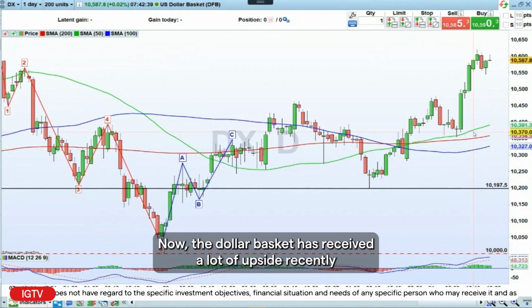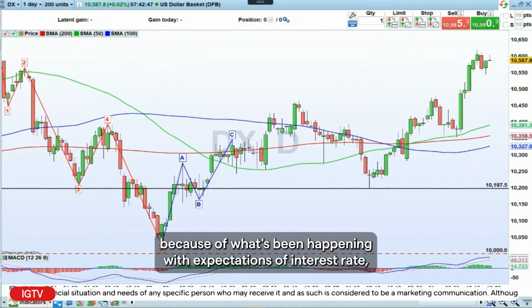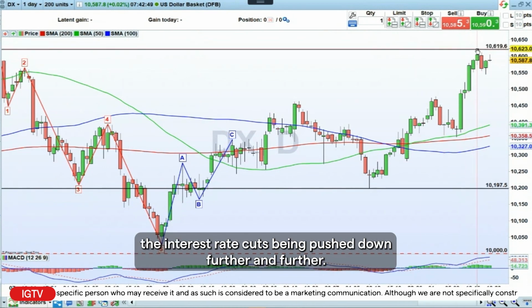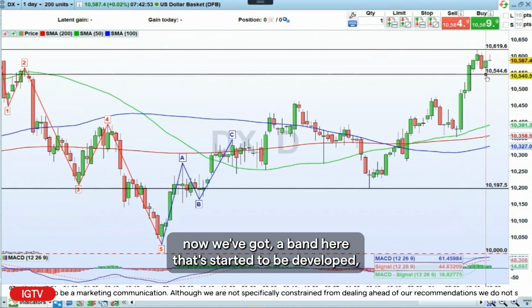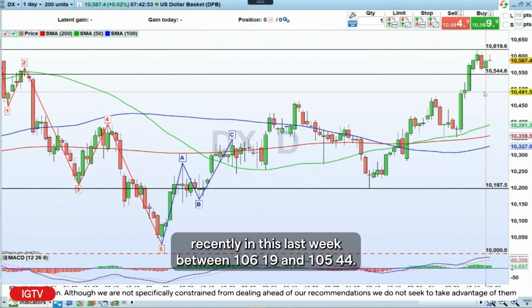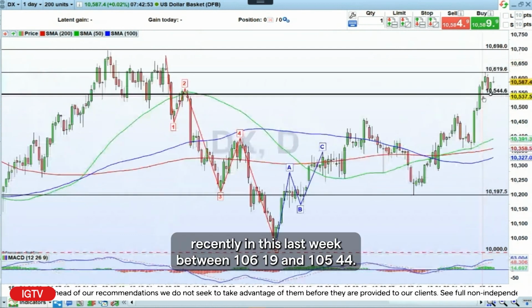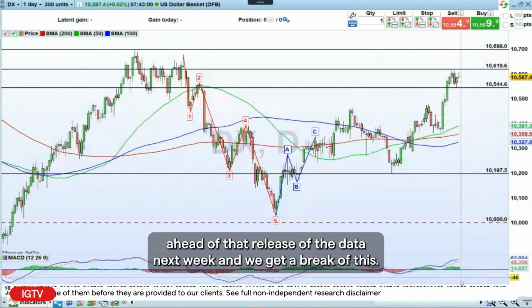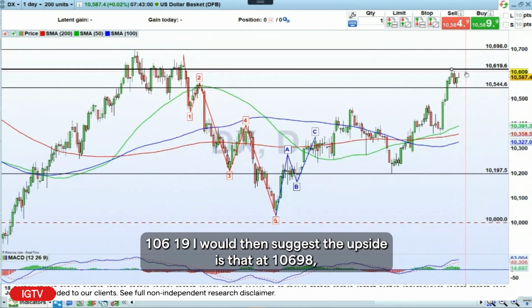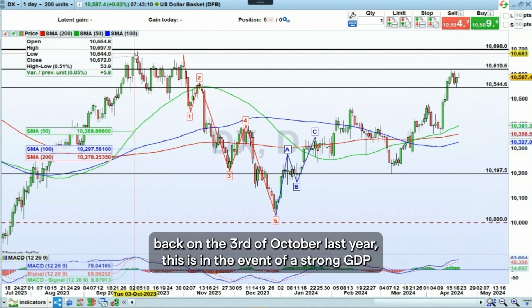Now, the dollar basket has received a lot of upside recently because of what's been happening with expectations on interest rates, the interest rate cuts being pushed out further and further. Now, we've got a band here that's started to be developed recently in this last week between 106.19 and 105.44. Now, if we get further upside for the dollar ahead of that release of the data next week and we get a break of this 106.19, I would then suggest the upside is then at 106.98, which was the highs that we had back on the 3rd of October last year.